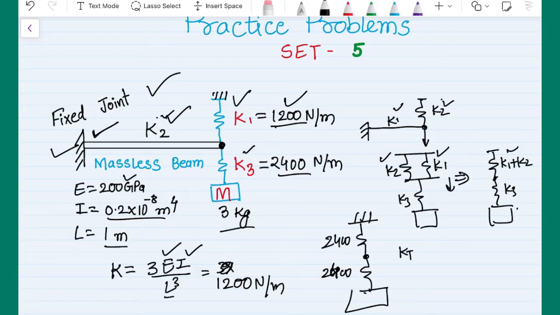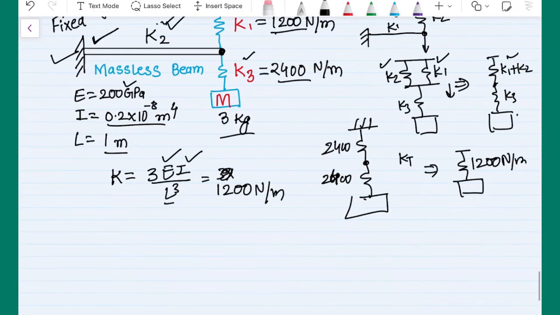So my net spring stiffness will be just half. I'm just quickly running through it. If you are having a problem with series and parallel connection of springs, you can watch other videos. So finally I will get a spring constant with the value of 1200 Newton per meter, because 1 by 2400 plus 1 by 2400 is equal to 1 by K total, which gives K total equal to 1200 Newton per meter.